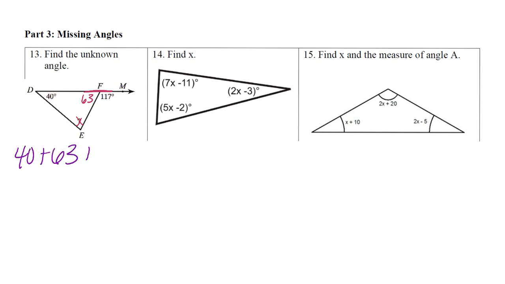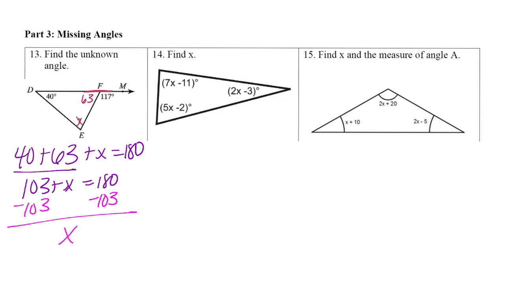40 plus 63 plus x equals 180. Combine your like terms. 103 plus x equals 180. Subtract 103 on both sides. So x equals 77. And that is our unknown angle. So that's all we have to do on that problem. Number 14, it's asking you to find x. Remember, all angles in a triangle add up to equal 180 degrees.